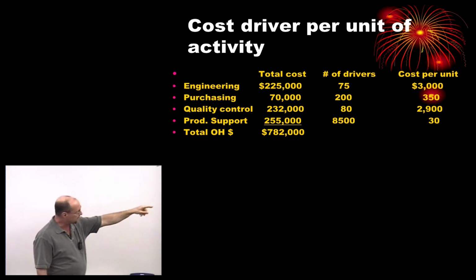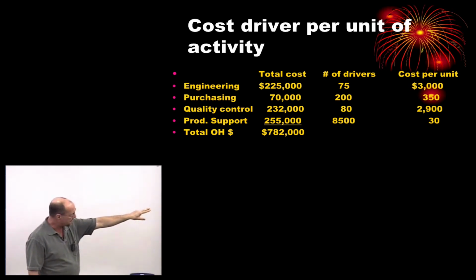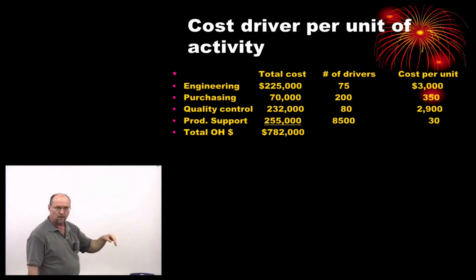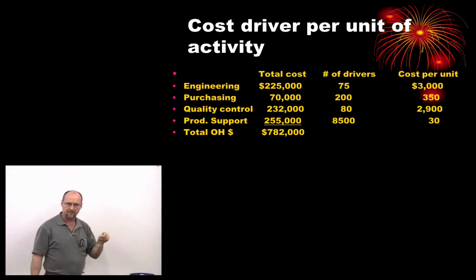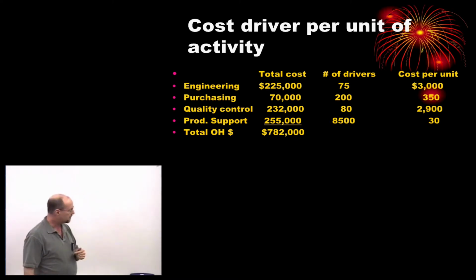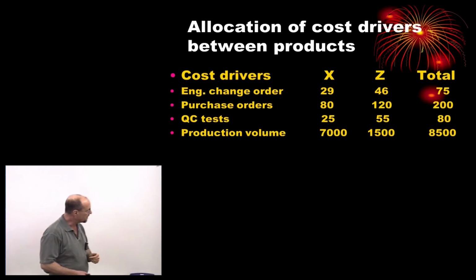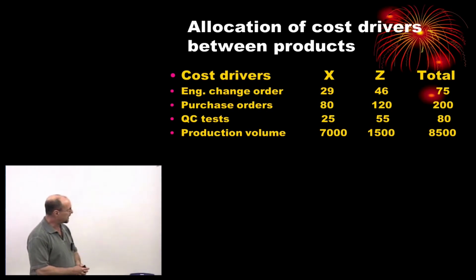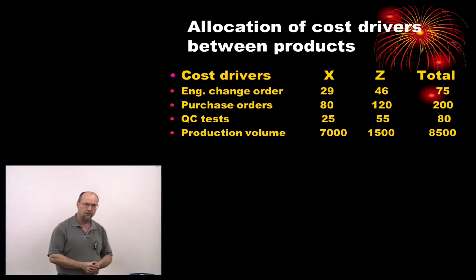The next thing we're going to do is take the number of drivers and allocate each of those four numbers between the two products. And again, I'll give you this information. So here it is. We know that there were 75 change orders, 200 purchase orders, 80 quality control tests, and we produced a total of 8,500 units.